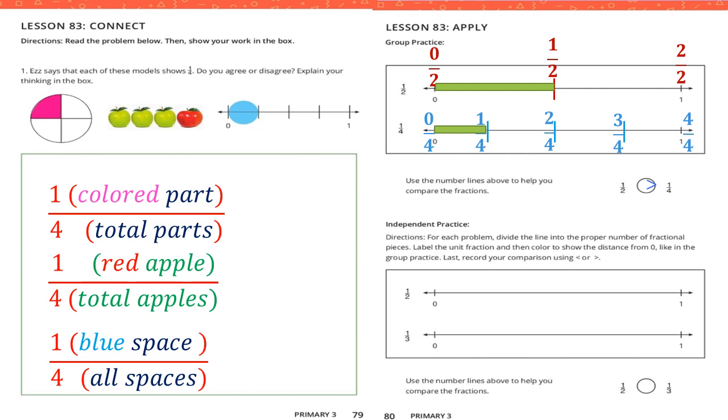I will ask you a question. 1 over 2 is called what fraction? When the numerator is 1, it's called what fraction? The name of this fraction is what? I said it in the previous slide. It's called unit fraction. When the fraction's numerator is 1, it's called unit fraction. Okay?